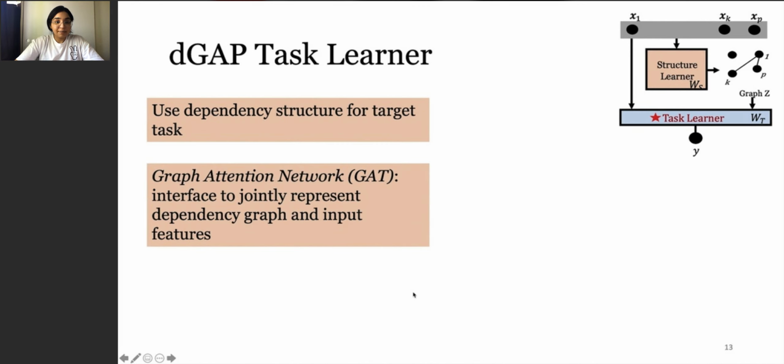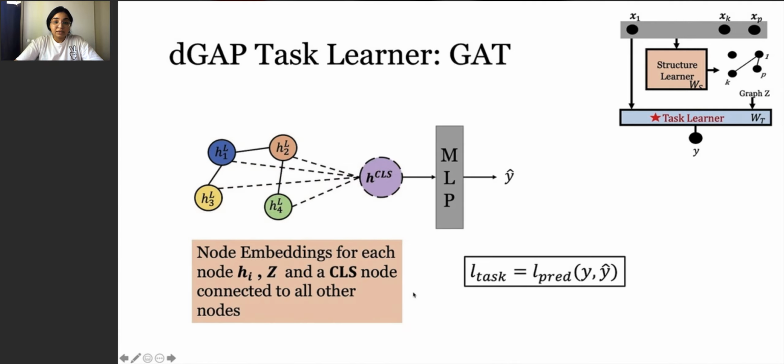Our goal is to use the dependency structure for the target task as well as use the target task to learn a good dependency structure. For this purpose, we use a graph attention network as an interface that jointly represents the dependency graph as well as the input features. Using a graph attention network, we obtain node embeddings for each node in the graph. We're interested in a graph level representation, so we use a CLS node that is connected to all the other nodes in the graph. And we use this representation to make a prediction.